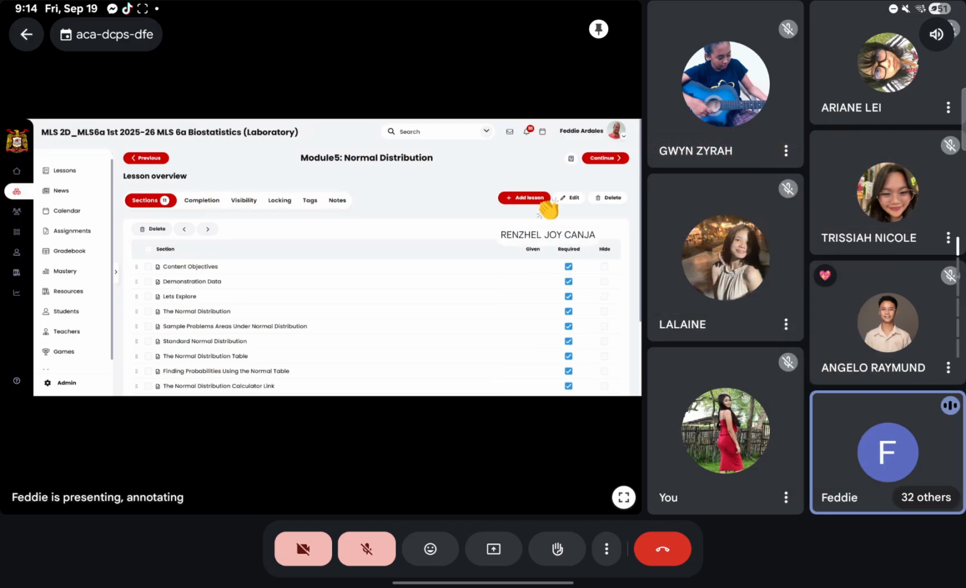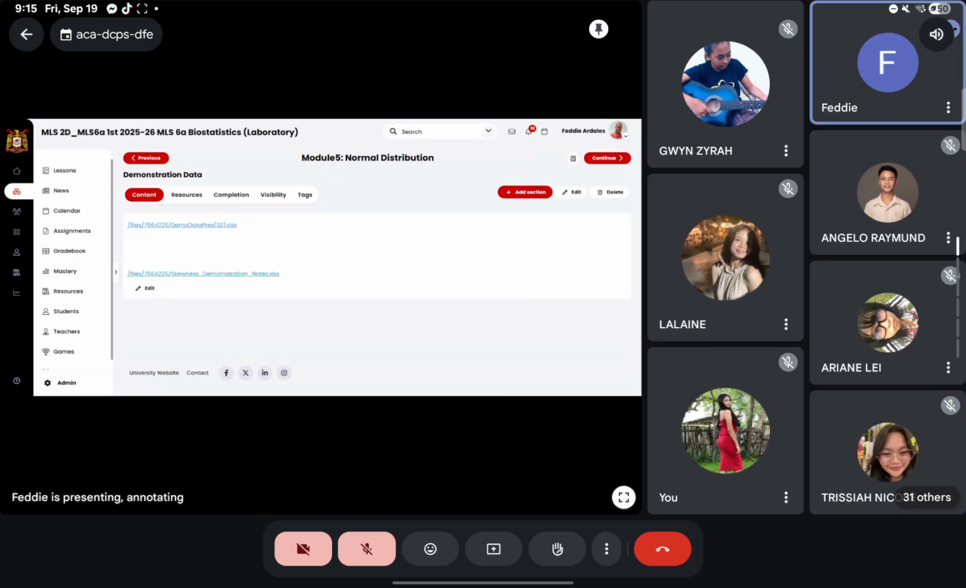Your grade is already available in Mastersoft. If you have some questions, please find time to see me so we can discuss. Just click algebra calculator. In our module, there is a link if you want to use the normal distribution calculator. As we go along, we'll discuss this one.